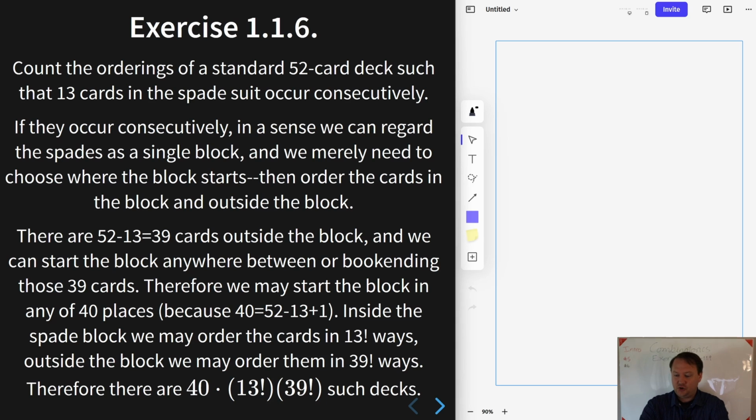Once we have chosen where the block of spades initiates, all that remains is to count the number of orderings inside the block and the number of orderings outside the block. So if we have the block of 13 spades, then there are 13 factorial ways to rearrange the spades inside of that block. And then outside the block are 39 cards, so there are 39 factorial ways to rearrange those cards. So at the end, the number of such decks is 40 times 13 factorial times 39 factorial.